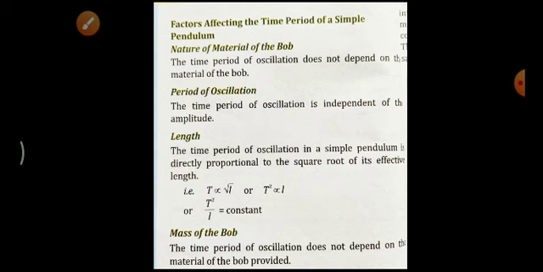But one thing can affect or change the time period of a simple pendulum, that is the length of the simple pendulum. So I hope all of you have understood this much.